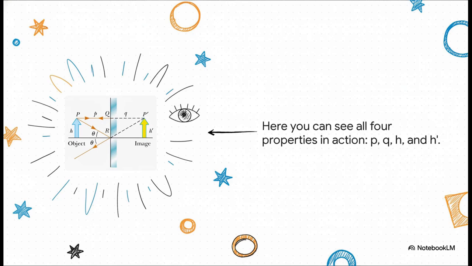Okay, let's put it all together. This diagram right here is our map. You can see the actual object over on the left, with its distance P and its height H. And then, on the right, there's the virtual image, with its apparent distance Q and its height H prime. This one picture visualizes the whole language we just learned.